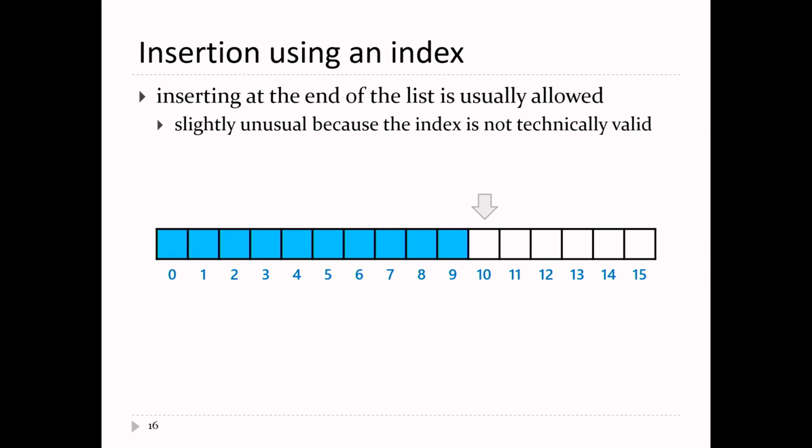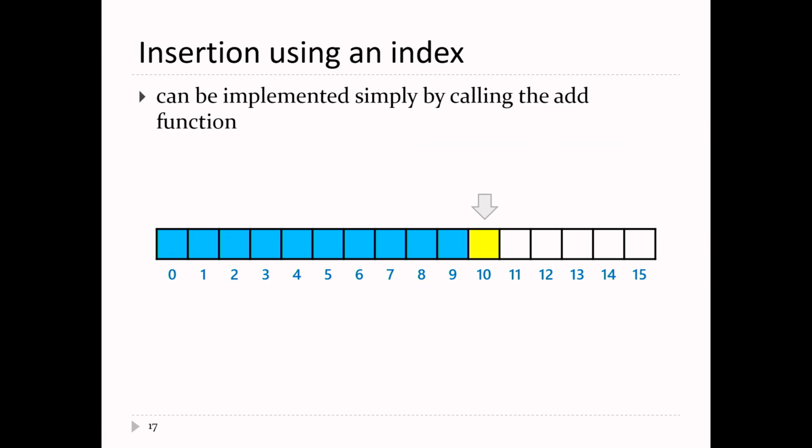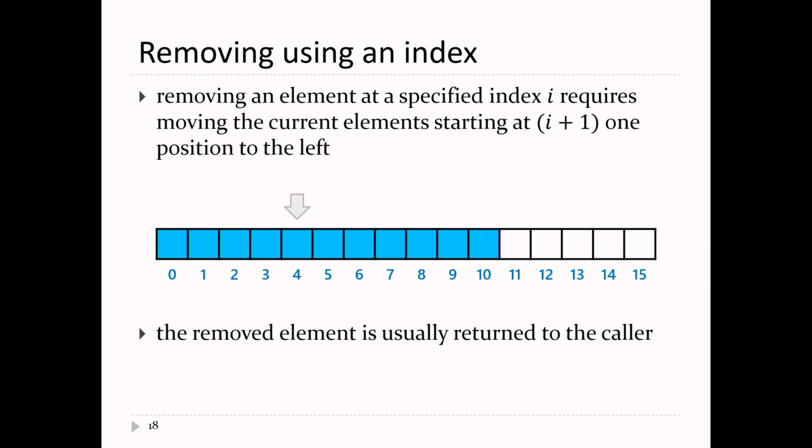Most implementations of insert will let you insert to the end, though. So in other words, if you try to insert at index 10, this should work. It should just add the element at the end of the list, right? So it's slightly unusual because the index is not technically valid, but it should work anyway. And it's easy to implement. You just call add, right? Because that's what add does anyway.